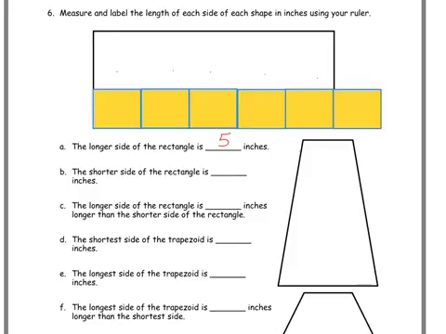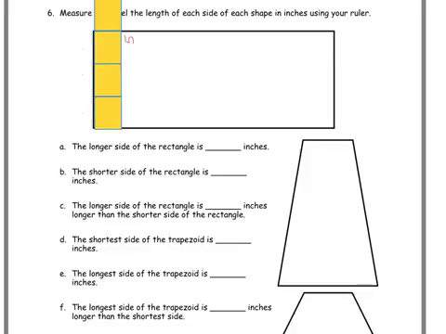Now what I need to do is measure the shorter side of the rectangle. And if I flip my ruler upright, I'll be able to measure that. So there it is upright. And I see I have a measurement of 3. So I have 5 and 3. So 5 for the longer side, 3 inches for the shorter side. Now I'm going to answer a question on it.